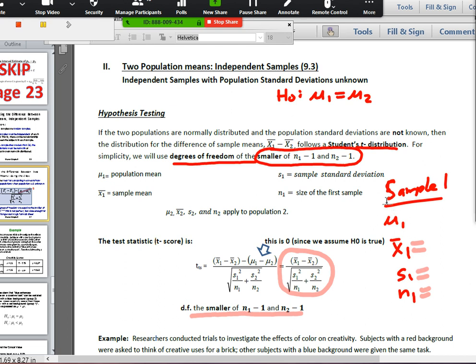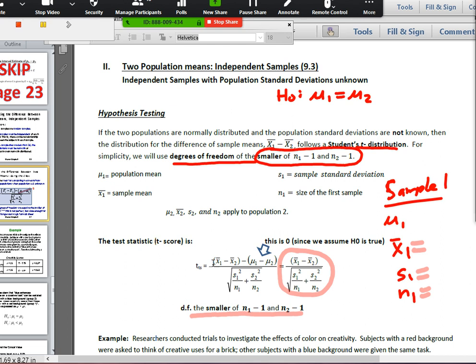So the mu, that's going to be just in our hypothesis, but we don't know it. These ones I always have to give you. You're always going to get the X bar, the S, and the N. Always. All right.